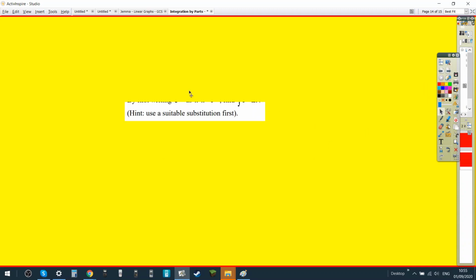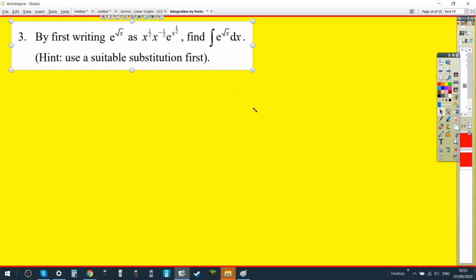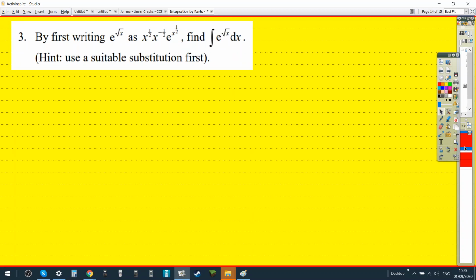Let's see. We probably don't have time for this one, but we'll just take a look by first writing this. Holy God, that looks really evil. What am I even looking at here? There's an e to the x to the half. How does that multiply to even give you e to the root x? Use a suitable substitution. Aren't they meant to tell you what the substitution is?